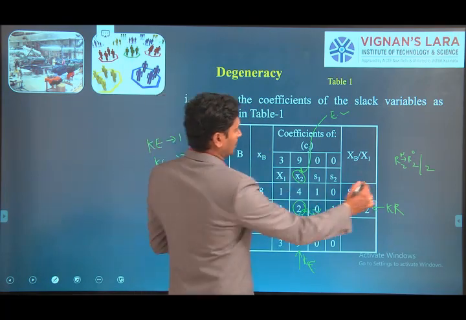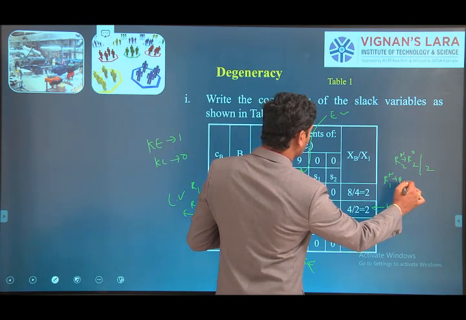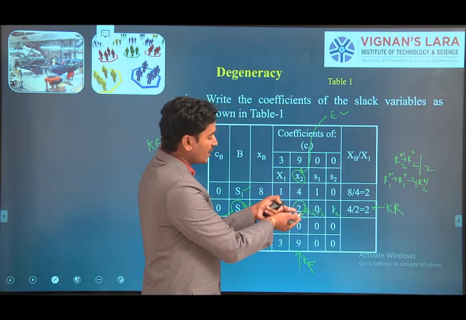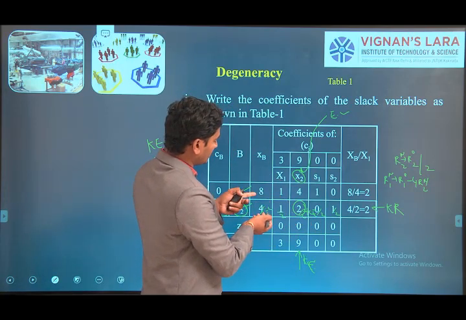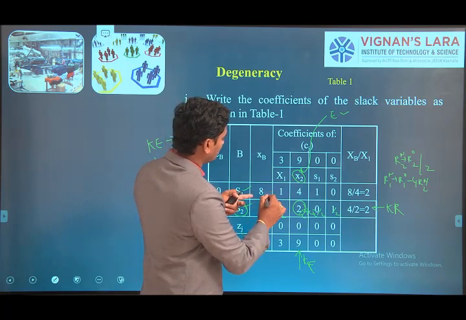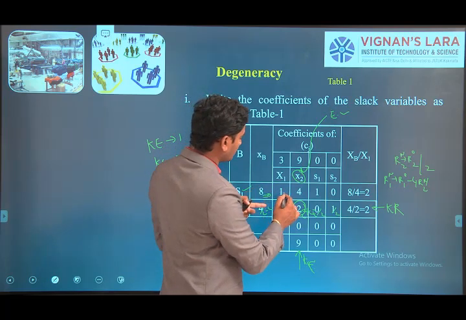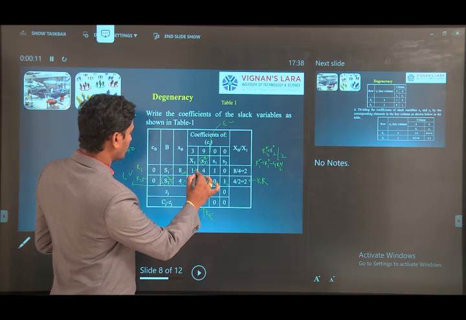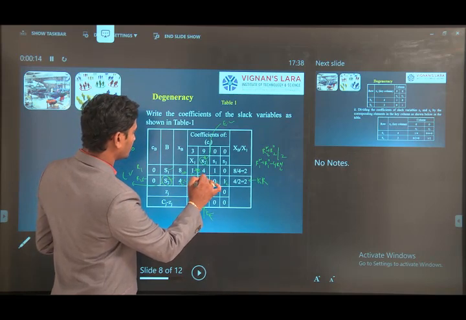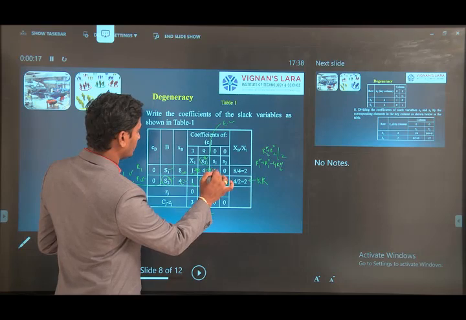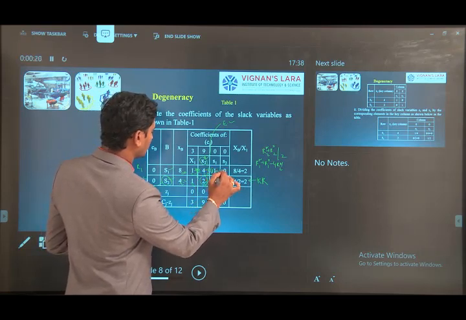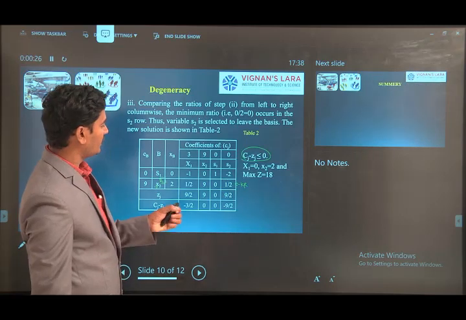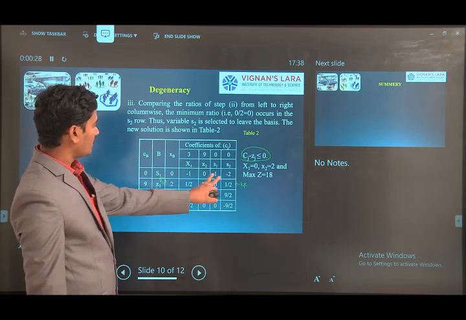Then coming to this, R1 new equals R1 old minus 4 R2 new. Here 4 R2 new means we have 1 there. So 8 minus 8 is equal to 0. We get 1 minus 4 into 1 by 2, which is 1 minus 2, equal to minus 1. Here 4 minus 4 into 1 is equal to 0. 1 minus 4 is equal to minus 3. After iterations we get this table.